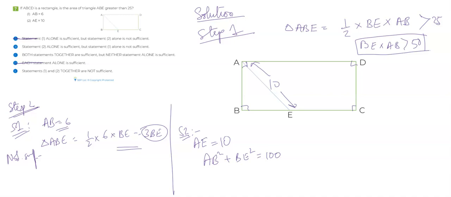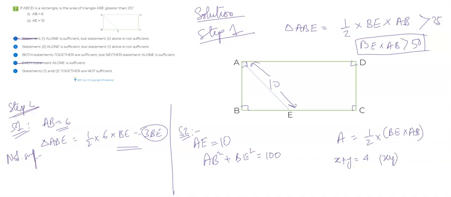Can we use this to figure out the area, which is half of the product BE into AB? Can we figure out anything about the product? Well, there's one small thing that you can do. Remember that whenever you are given the sum of some two values, say x plus y is equal to 4, and you want to find the maximum value of x into y, how do you do that?